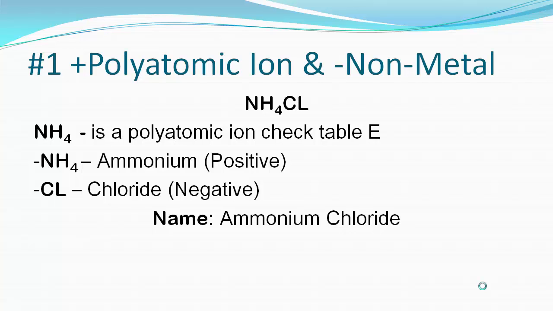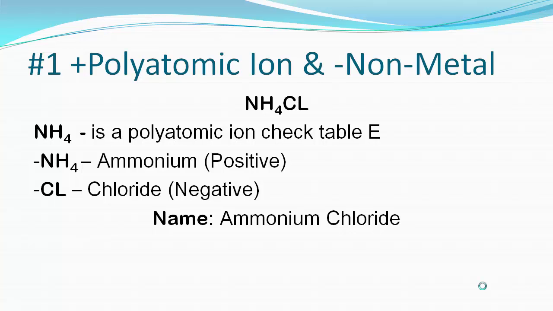So here we have number 1, a positive polyatomic ion and a negative non-metal. When we see NH4Cl, we see N, H, and Cl. So that is 3 elements, so we already know there's a polyatomic ion involved. Now we look at table E, searching for something that matches part of this compound. We see NH4 is a polyatomic ion found on table E. NH4 is called ammonium, which is positive, as you can check, and chlorine, but we write chloride because chloride is negative. So we have to do the 3 steps.